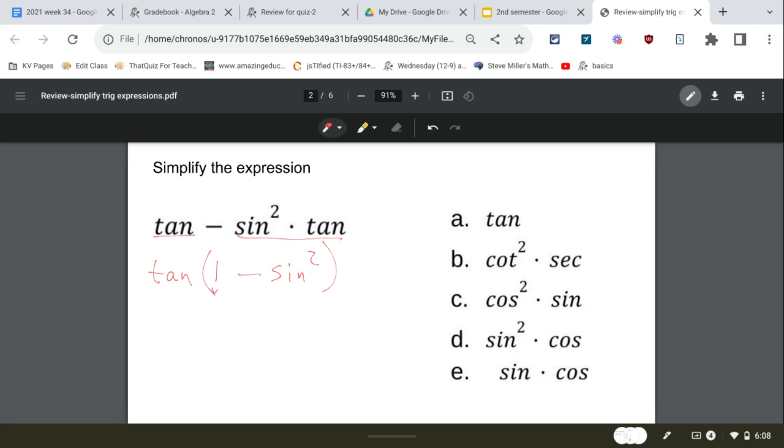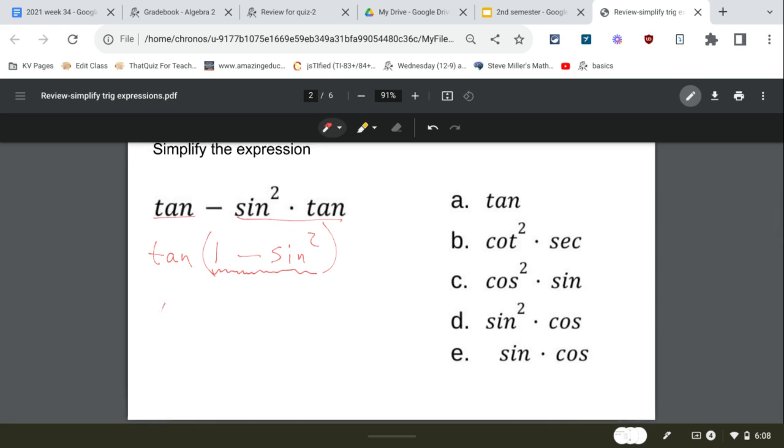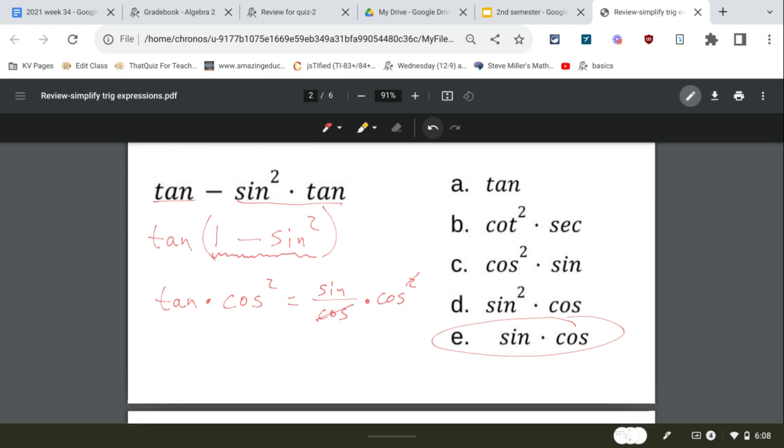Now I can replace my 1 minus sine squared with a cosine squared. Okay, so I get tangent times cosine squared, and then I'm going to replace my tangent with a sine over cosine. Okay, and then you can cancel out one of these cosines. So this cosine in the bottom cancels with one of these cosines up top. So you're left with sine times cosine. That's it. So we had to use factoring to kind of start that one.